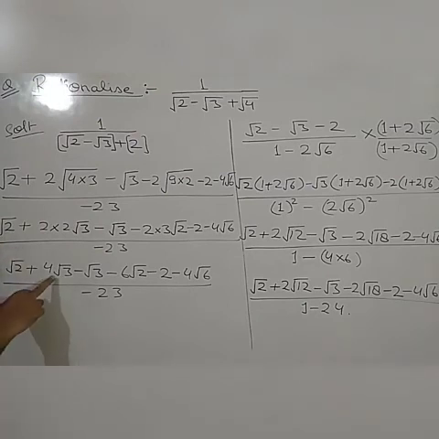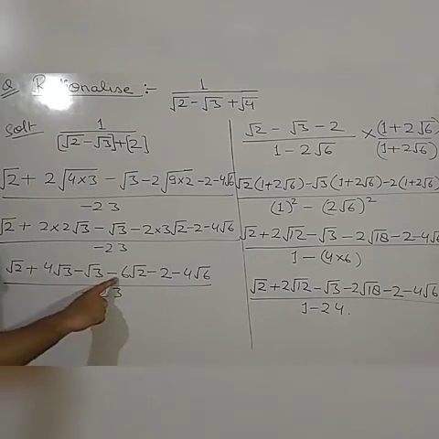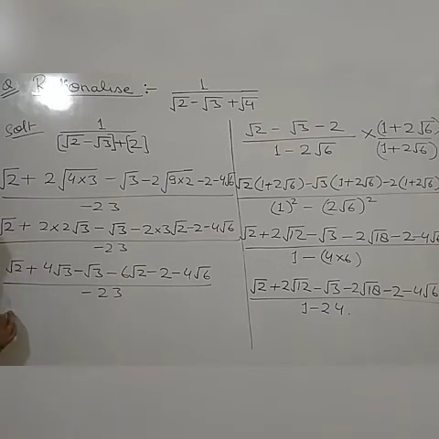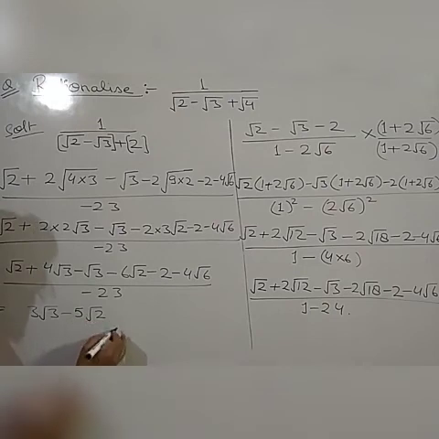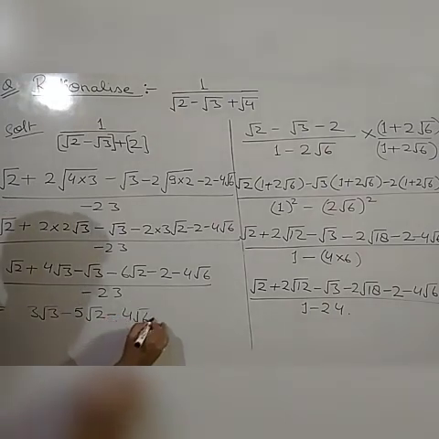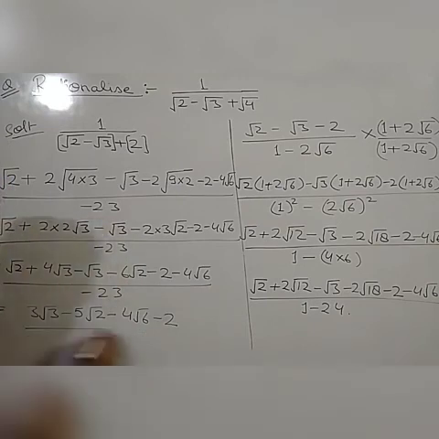Okay. Now this 4 root 3 and it is minus root 3, that will be 3 root 3. And it is root 2 and minus 6 root 2, so it will be minus 5 root 2. So we can write it as 3 root 3, minus 5 root 2, minus 4 root 6, and it is minus 2, whole upon minus 23.